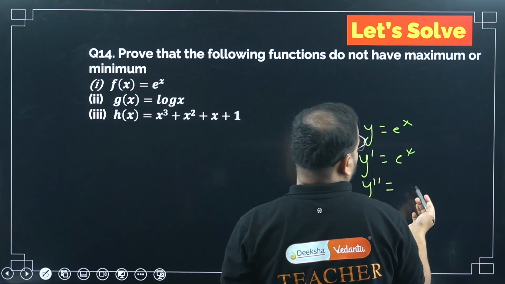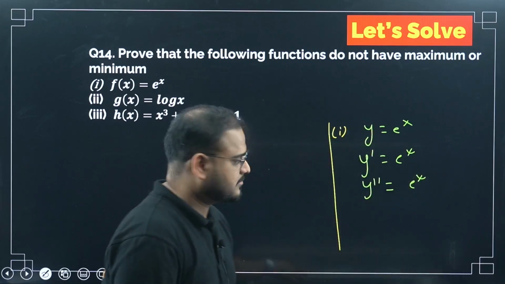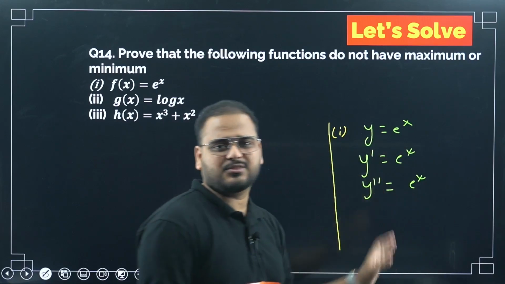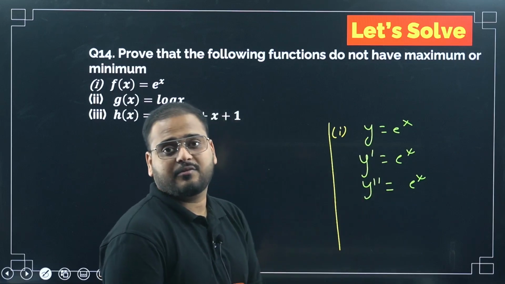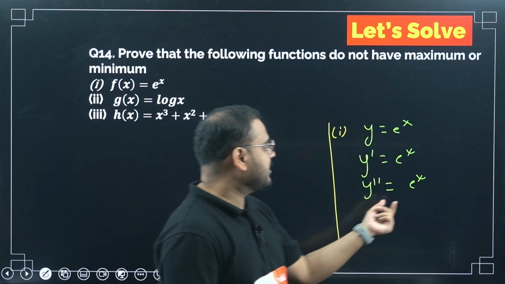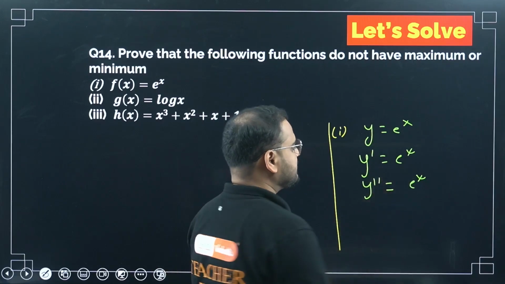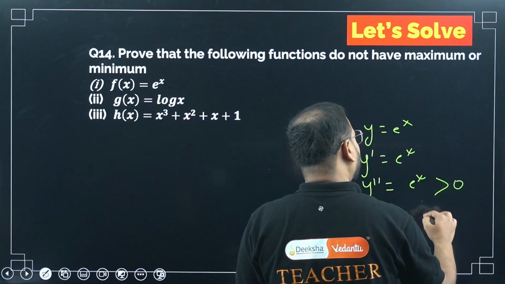How much is that? e power x. Now after finding this, the derivative of e power x will remain as it is only, no? Some people will argue, saying, "Sir, you said a few minutes back that e power x will always be positive. Since this is positive, sir, point of minima."